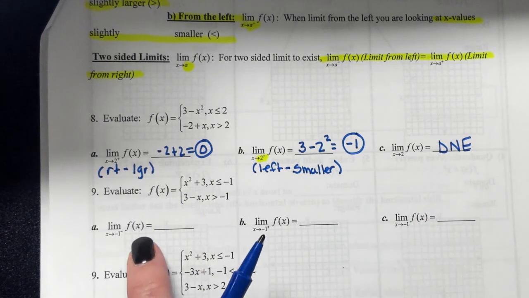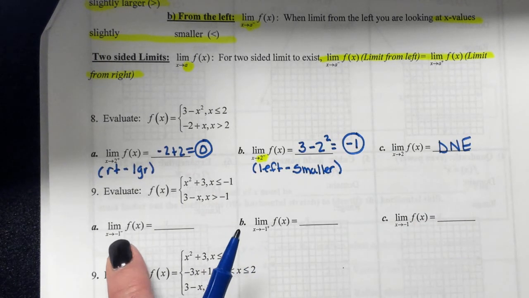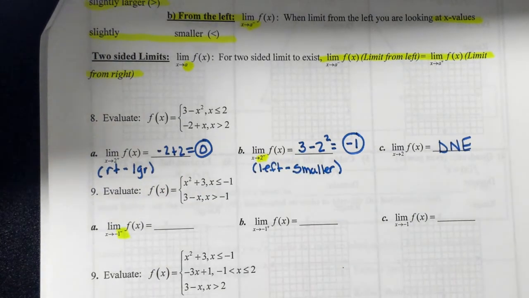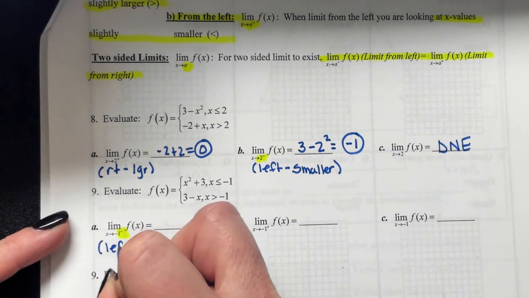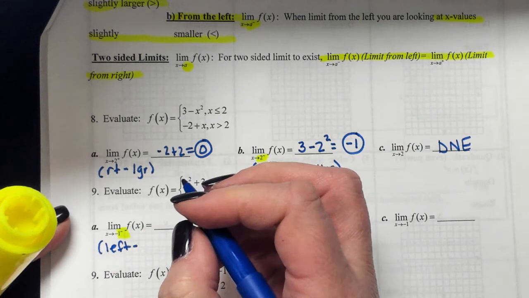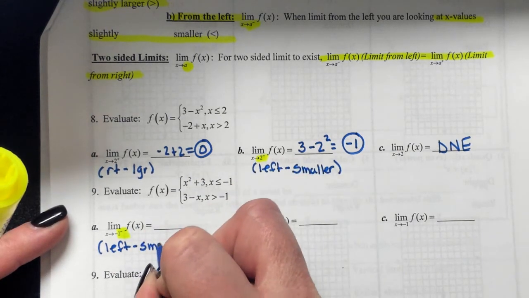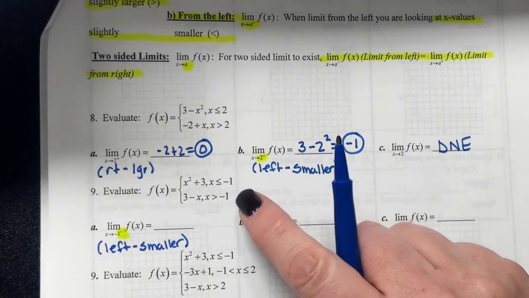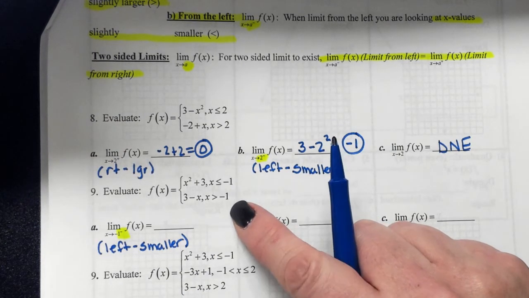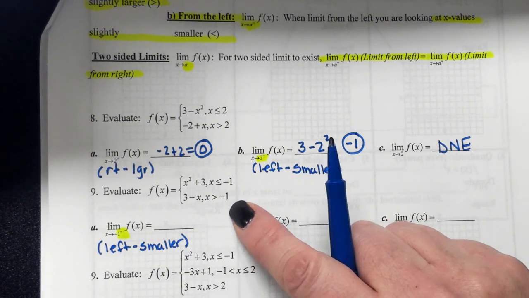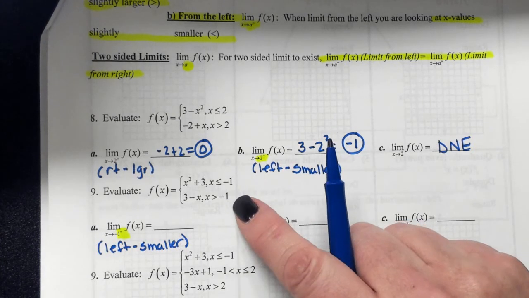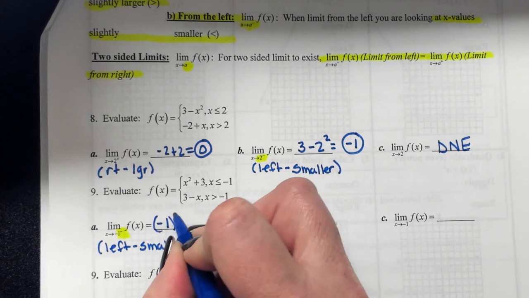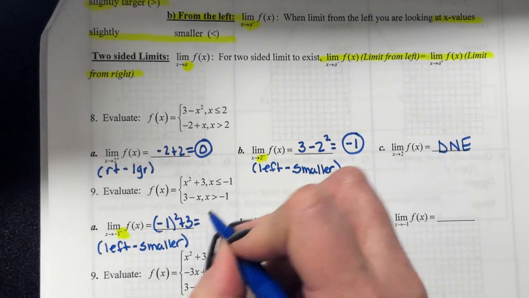So let's take a look at 9a. The limit as x approaches negative 1, and what side am I coming from? I'm coming from the left. Does left mean smaller or larger? That means smaller. So where am I going to plug negative 1 into, the first or the second function? First. So what is negative 1 squared plus 3? 4.